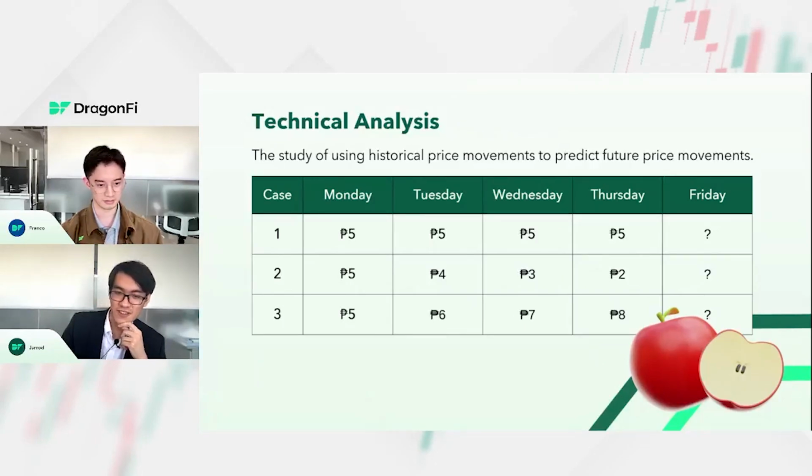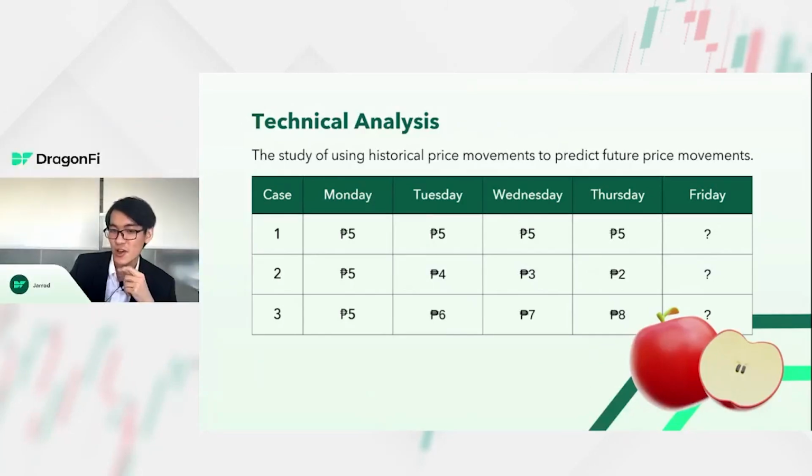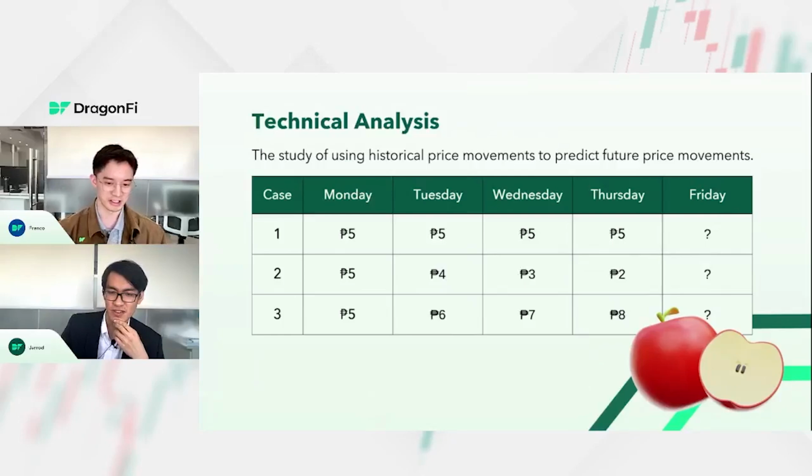How about kung ganito? Monday, it's 5 pesos. Tuesday, 4 pesos. Wednesday, 3 pesos. Thursday, 2 pesos. Friday, what do you think the price of apples will be? It's gotta be 1 peso, right? Yeah, because parang based on the trend, di ba? Parang it's on a downtrend, right? Yeah. It's getting cheaper by 1 peso each day. So parang you assume na by Friday, -1, di ba?